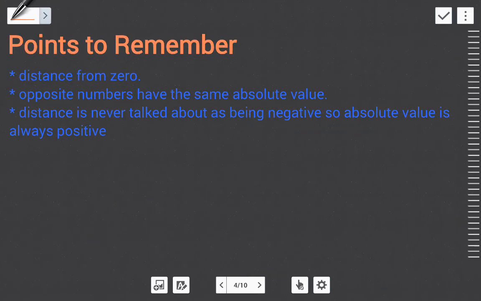Some points to remember before we go on. Absolute value is nothing but the distance a number has from 0. Opposite numbers have the same absolute value. And remember also that distance is never talked about as being negative. So the absolute value of a number, whether it's positive or negative, is always going to be positive.